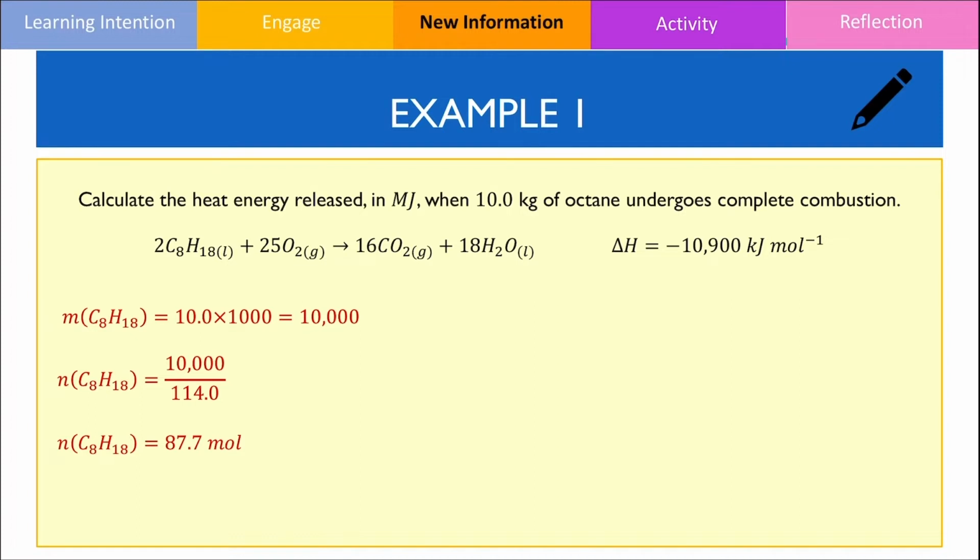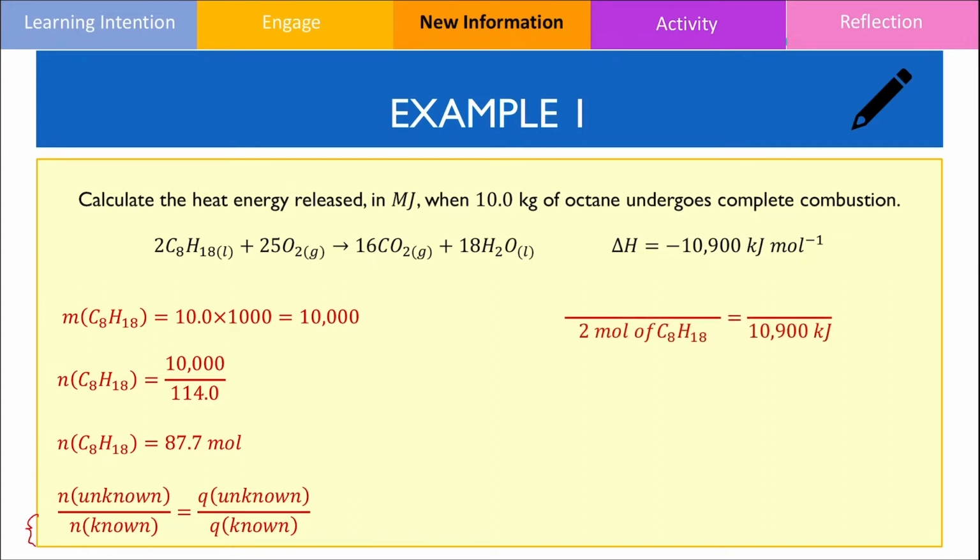The next step is for us to calculate how much energy is released from 87.7 moles. So what we could do is use mole ratios and set them up in the following format. In this example, the known amounts are derived from the thermochemical equation. Hence, I could place 2 moles of octane here and this releases 10,900 kilojoules of energy. The unknown part of this setup is related to what you are actually trying to find out based on the data given to you. So if you plug this in correctly, this is how your ratio should look. This ratio is saying that the energy released from 2 moles of octane should be proportional to the amount of energy released from 87.7 moles of octane.